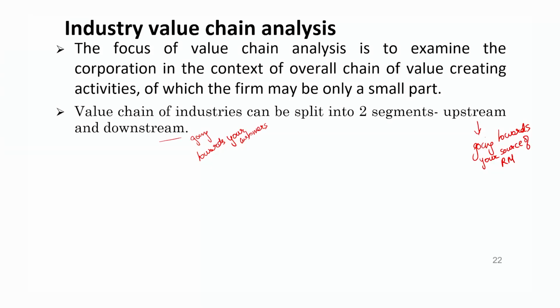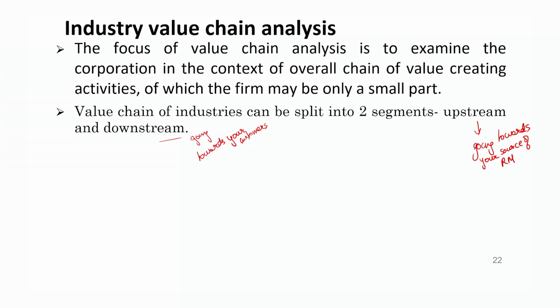So if you are into manufacturing, going towards procuring your own raw material or manufacturing your own raw material is part of backward vertical integration, that is upstream activity in your value chain. But from manufacturing, if you are going into distribution or retailing, that is forward vertical integration, moving towards your customer. That is part of your downstream value chain analysis.